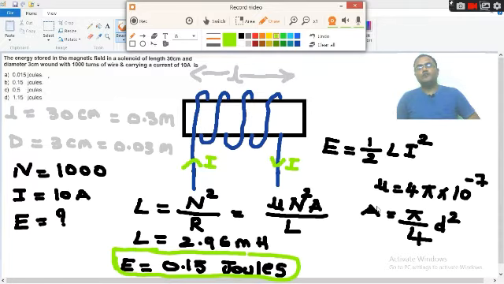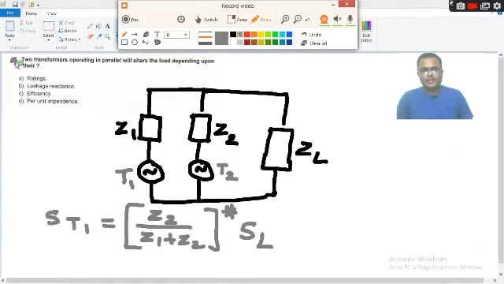So now we know the value of the I, and we also know the value of the L. So finally we will get what is the energy in this field. Here E is equal to, if you substitute all those values, we will get E is equal to 0.15 joules. So therefore the required solution is answer B. Here 0.15 joules.